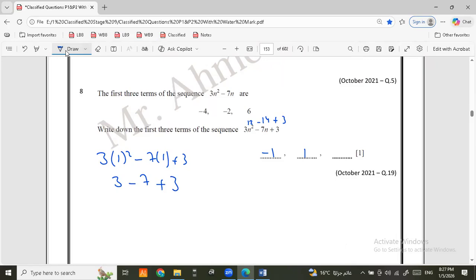After that, what is going to happen? After that, 3 squared. So 3 times 3 squared, which is 3 times 9. 3 times 9 is 27. Minus 7 times 3, which is 21, plus 3 is going to give you exactly 6 plus 3, which is 9.